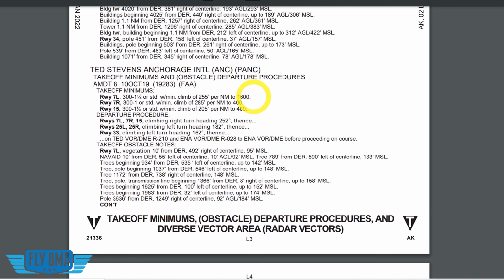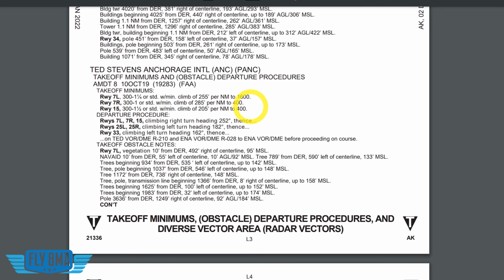What are the takeoff minimums? Well, remember standard takeoff minimums for a 2-engine airplane or less, simply 1 mile. Takeoff minimums don't actually apply to us in Part 91, so we don't have to adhere to these, but clearly they're saying, hey, you need to have at least a 300-foot ceiling and 1.5 miles, or standard with a minimum climb gradient of 205 feet per nautical mile to 400 feet, so slightly greater than the 200 foot per nautical mile. Basically, there's just some slight obstacle there that they want you to have a little bit increased margin of error. Again, not applicable to us in Part 91.